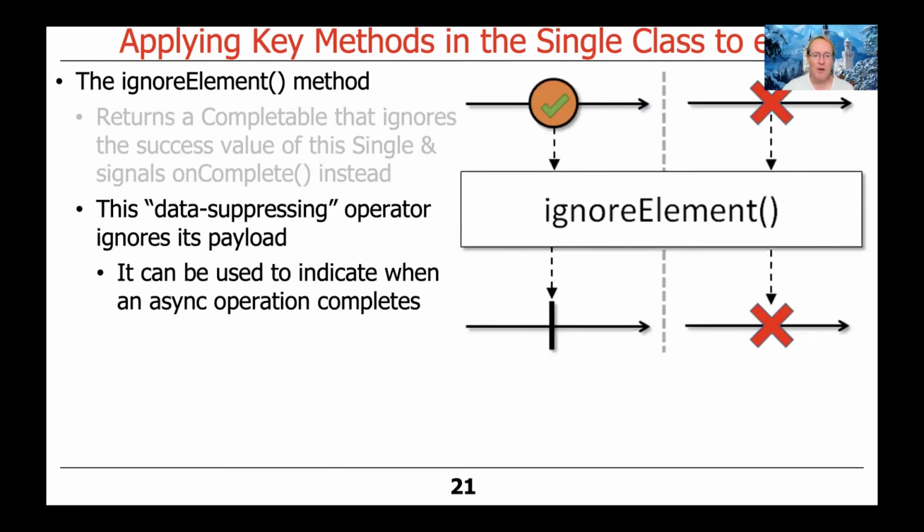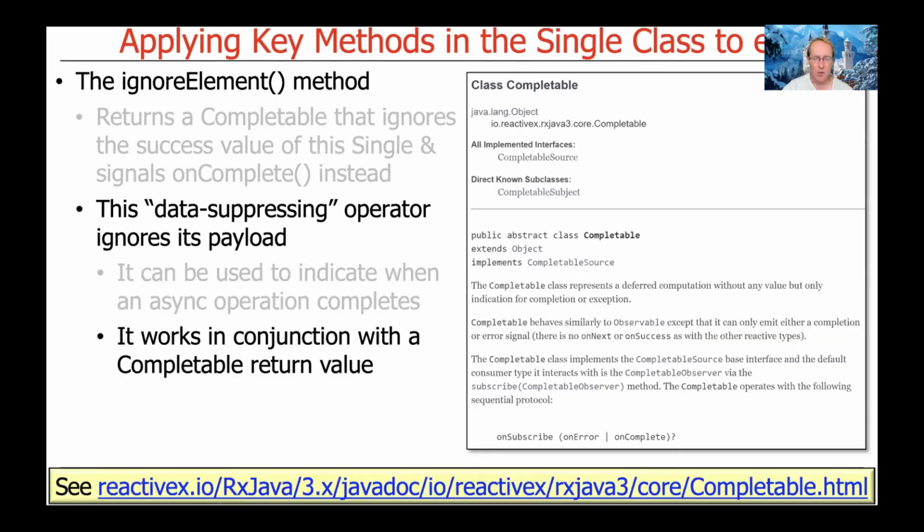And so ignoreElement is basically what's called a data suppressing operator. It just simply ignores its payload because it assumes that whatever the payload was has been handled in some other way, such as a callback registered with doOnSuccess. And therefore, its only real purpose is to indicate when an asynchronous operation has completed. It doesn't tell you what the result was. It just says it's done. And it works in conjunction with this thing called a Completable. So the Completable is this class that, as you can see here, represents a deferred computation without any value, but only an indication for completion or exception.